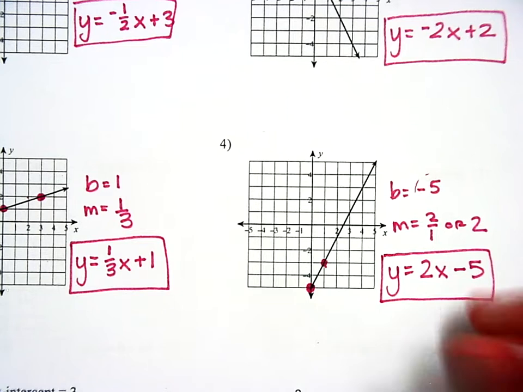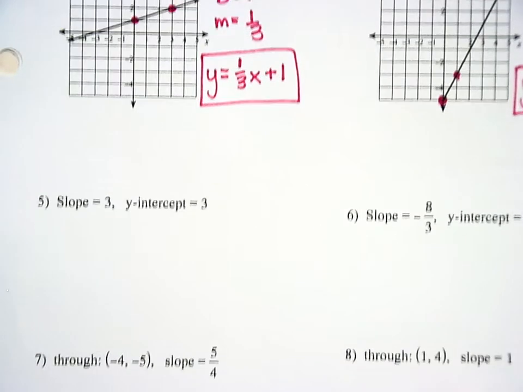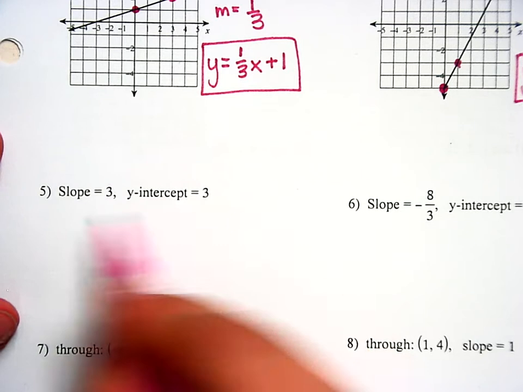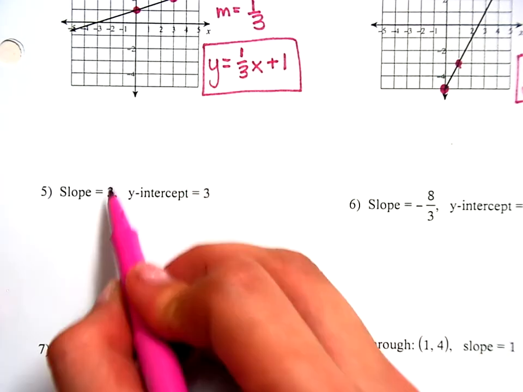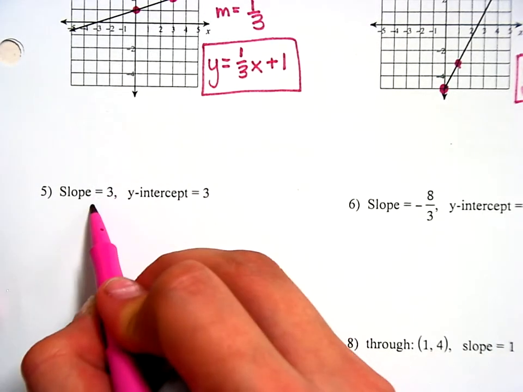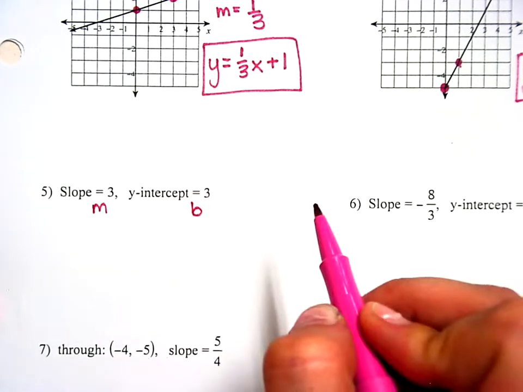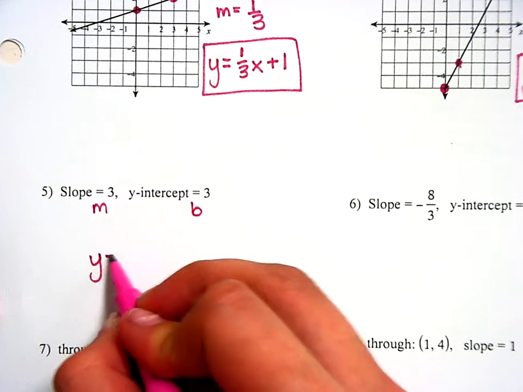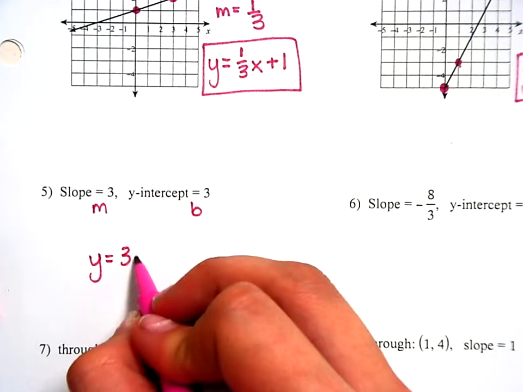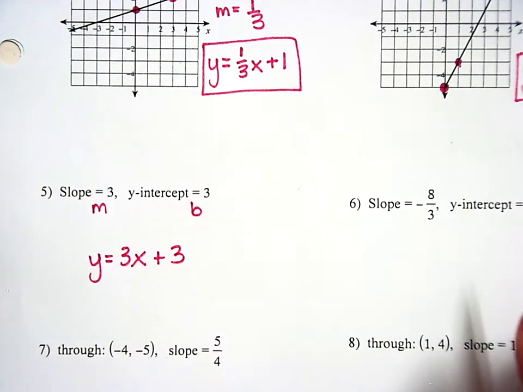All right, so now that we've practiced with our graphs, now we're going to be given some different information. Here, we just have the words slope and y-intercept, so same information is just not on a graph. So if my slope is 3, that's my m value, and my y-intercept is 3, that's my b value. So again, write your equation, y equals mx plus b, just like that.